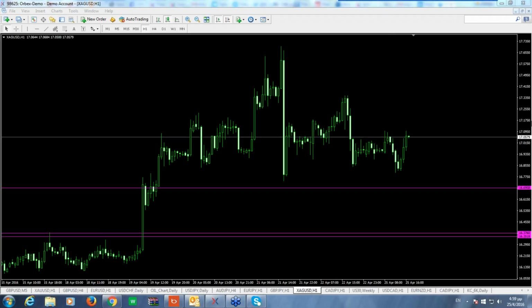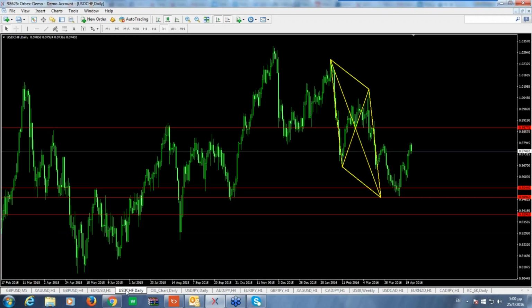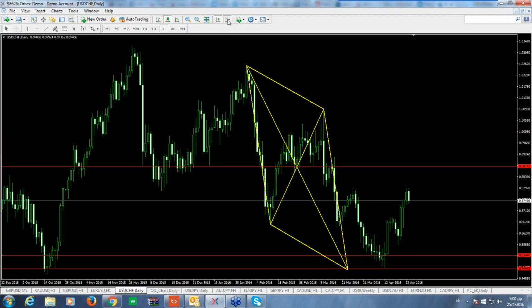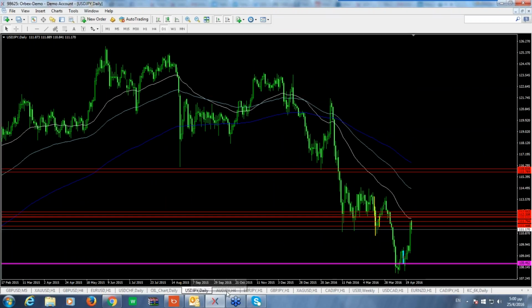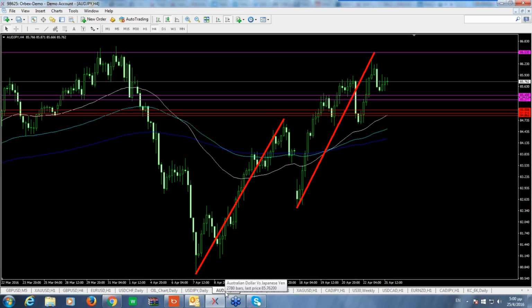Okay, all right guys, let's see what's going on here. All right, now we have got a candle here. Okay, let's see. All right, that's for USD CHF. I'm just checking through the other pairs at the moment.